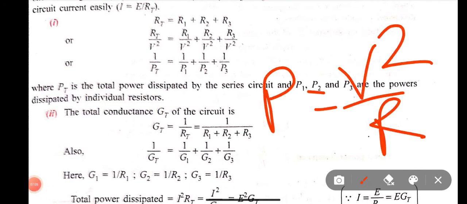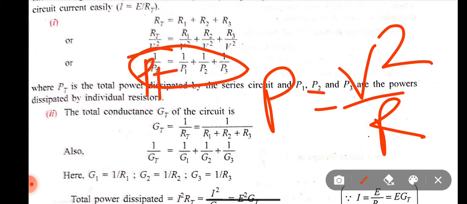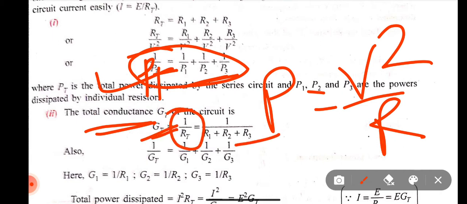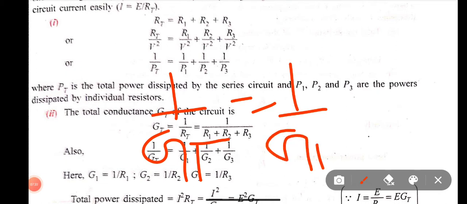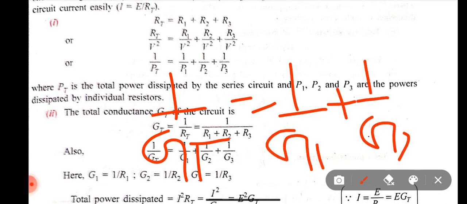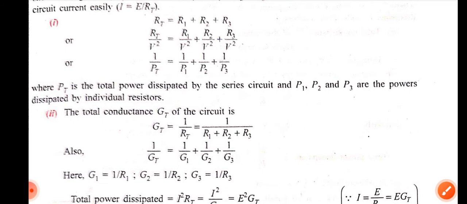So here we can convert this formula into power. So total power equals what? P1 plus P2 plus P3, and this is for power. And now conductance. Conductance means what? The reciprocal of resistance is known as conductance. So in the same way we can derive it. Total conductance equals what? 1 upon total conductance equals 1 upon conductance 1 plus 1 upon conductance 2 plus and so on. So this is the formula for conductance.